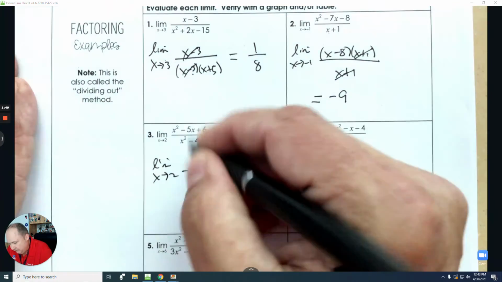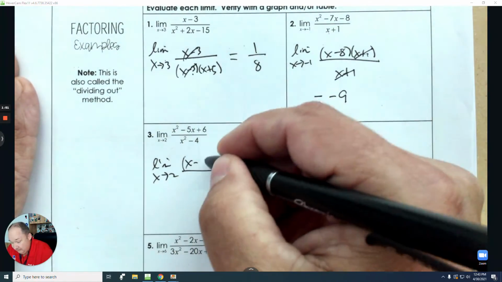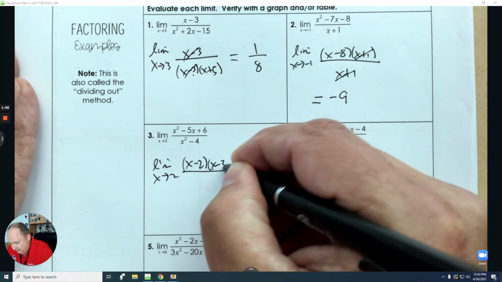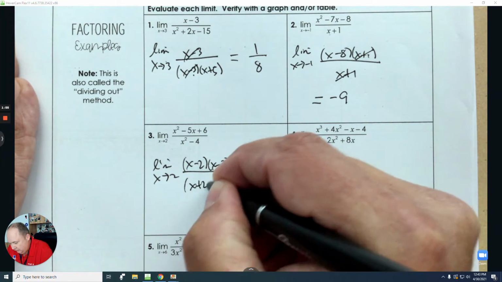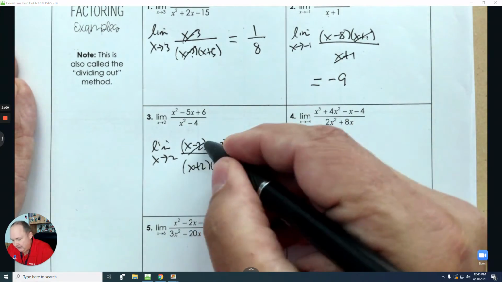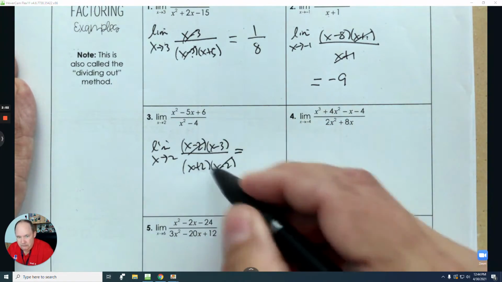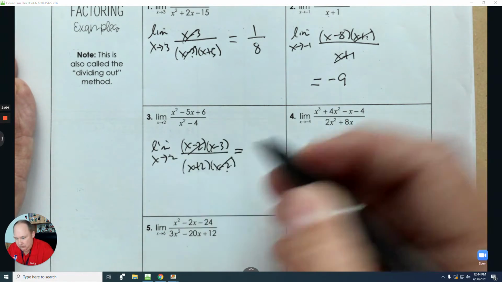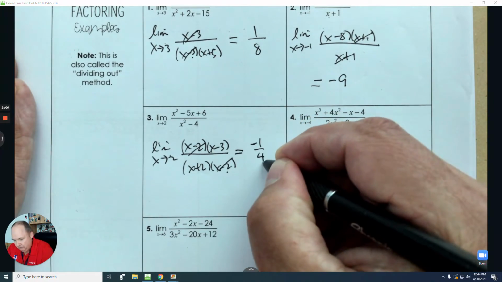Here, first, don't assume, but 2 in the numerator and denominator give you 0. So we're going to factor. That's, what is that, -2 minus 3. This is +2 and -2, difference of squares. So x subtract 2 is removable. Now I can plug in 2, and I get -1 over 4.